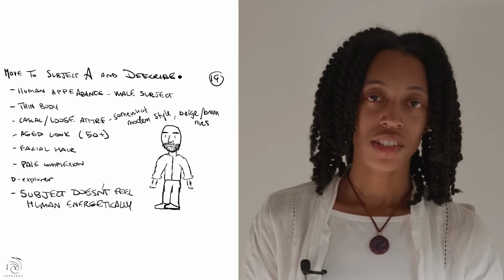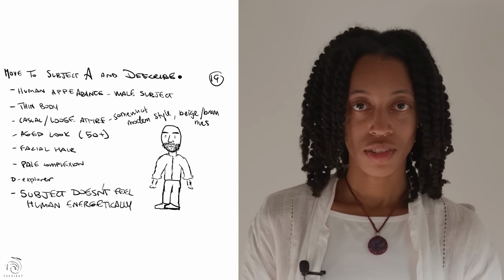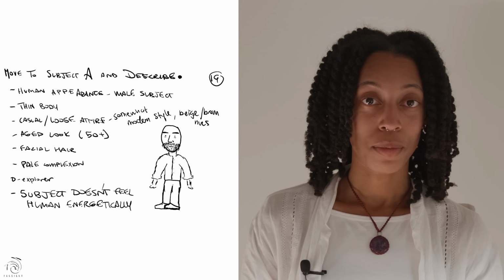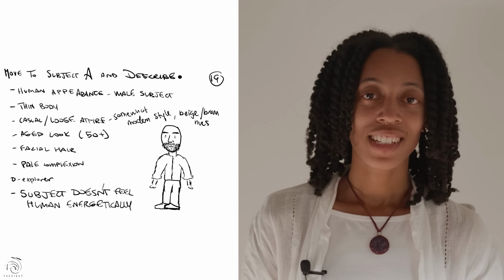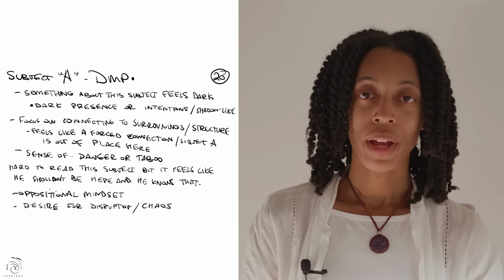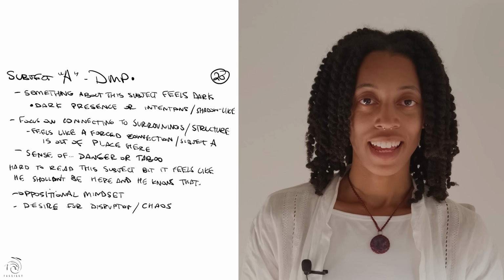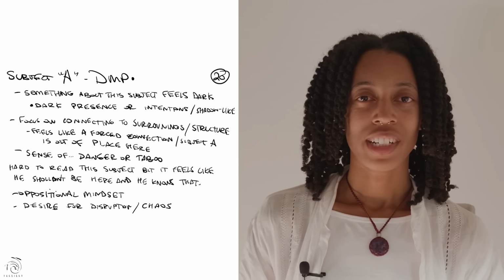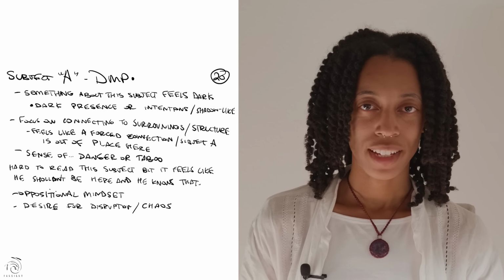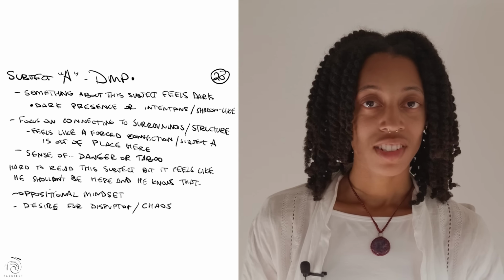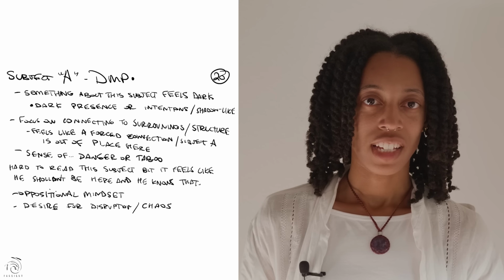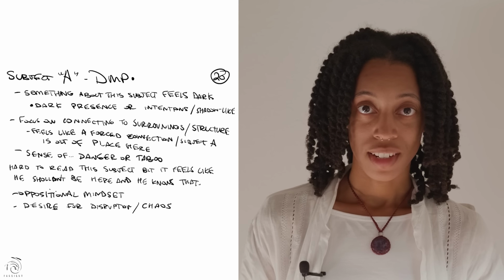He has an aged look, like I would say 50 years old or more, with facial hair and a pale complexion. I've deducted he's an explorer. For my deep mind probe of subject A, there's something about him that feels dark, a dark presence, or his intentions feel shadow-like. He has a focus on connecting to the surroundings of the structure, but it feels like a forced connection, like subject A is out of place here.